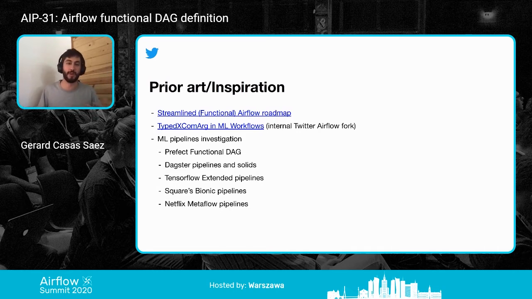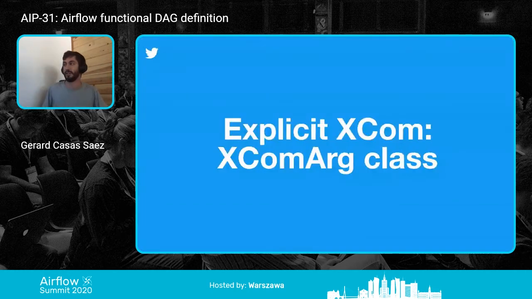But some of the inspirations come from Prefect functional DAG, Dagster pipelines and solids, TensorFlow Extended pipelines, the Square Bionic pipelines, etc. And so some of the concepts that you'll see in this AIP and some of the implementations are inspired by the APIs that they define. So with that said, a little bit of the motivation around this, let's talk about explicit XCom.